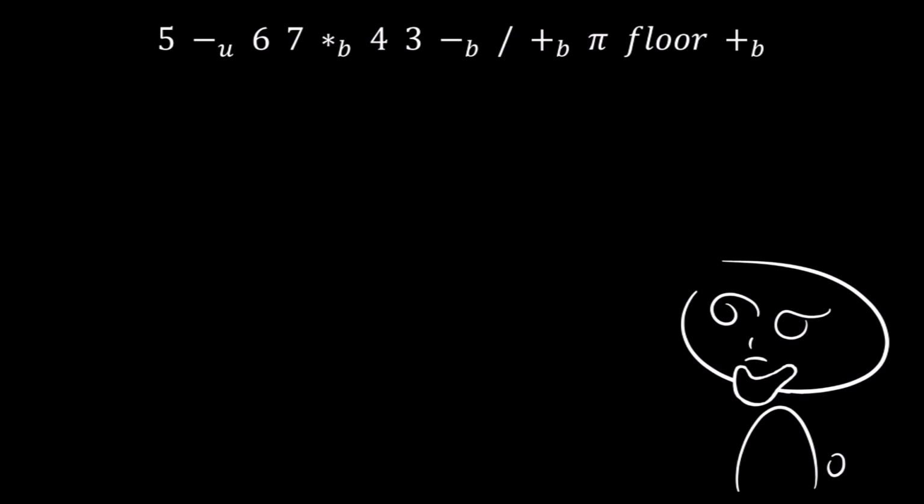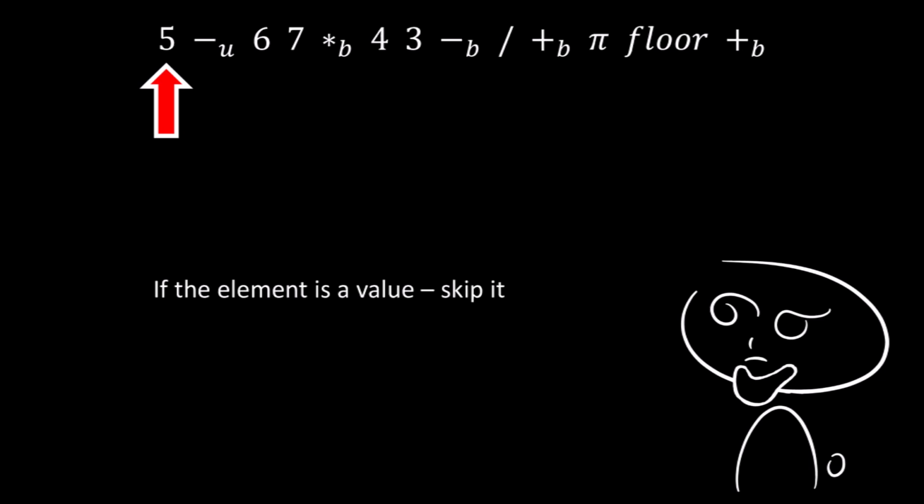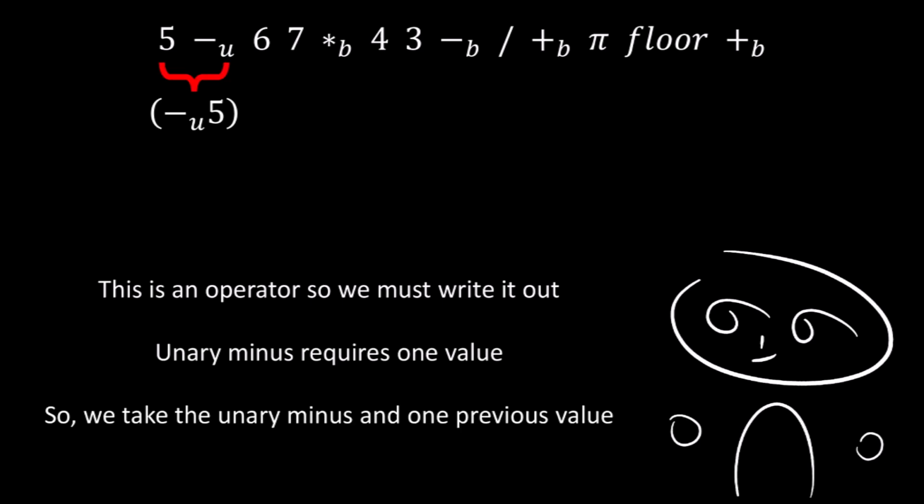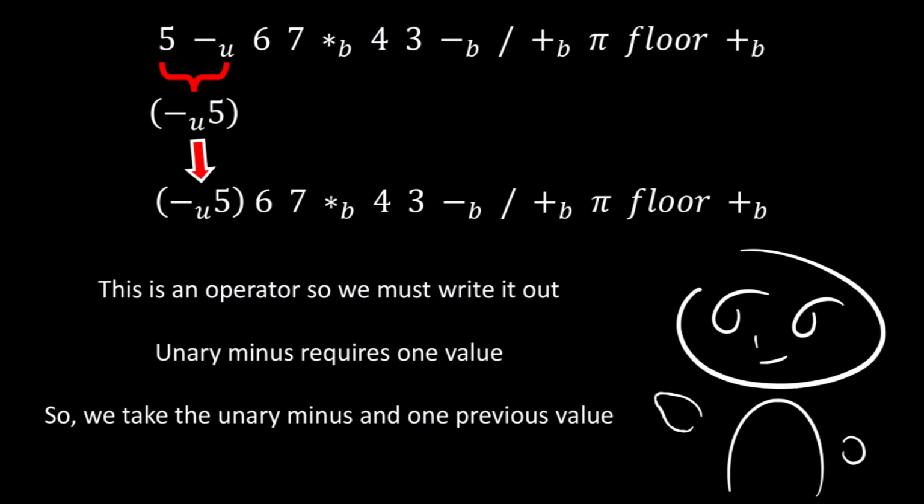So now, in our reverse Polish, we start reading from the left side. The first thing we come across is the value 5. Since this is a value, we must skip it. The next thing we come across is the unary minus operator. Since this is an operator, we must write it out. Now, unary minus requires one value. This means we must take one value from before the unary minus and write it out, which gives us -5. We then put this in brackets and insert it back into the reverse Polish.